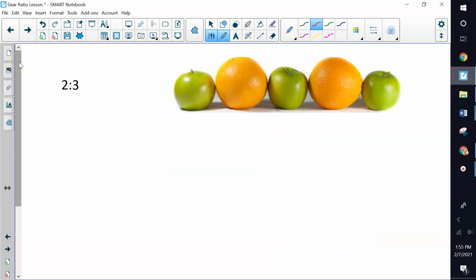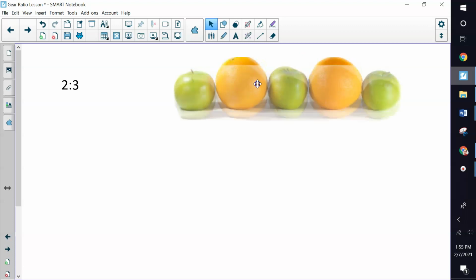Let's take a look at a couple other examples of ratios. In this example, which looks familiar, we can write a ratio of 2 to 3, which means 2 oranges to 3 apples. So what this means is, for every 2 oranges, there are 3 apples. When we see a ratio of 2 to 3, does that mean there's only 2 oranges and 3 apples? No, it doesn't. There can be more. But it does mean, for every 2 oranges, there are 3 apples.